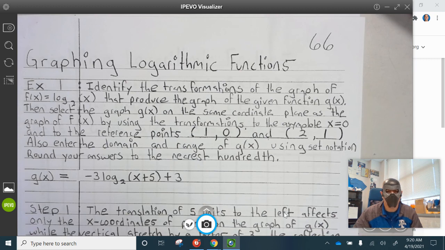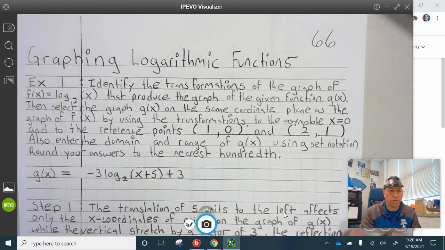Then select the graph of g(x) on the same coordinate plane as the graph of f(x) by using the transformations to the asymptote x = 0, and to the reference points (1, 0) and (2, 1). Also enter the domain and range of g(x) using set notation, rounding your answer to the nearest hundredths.